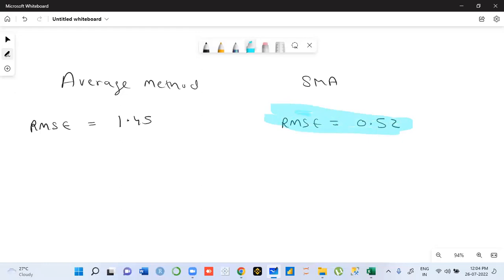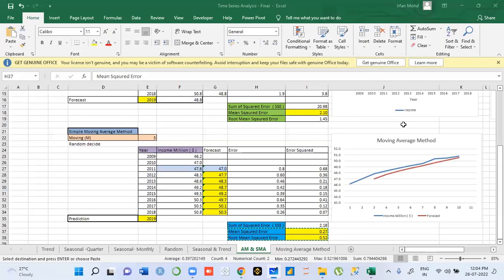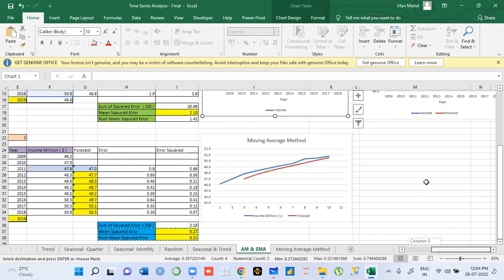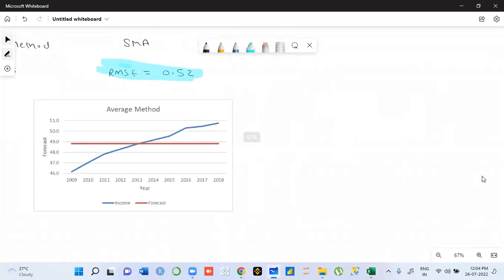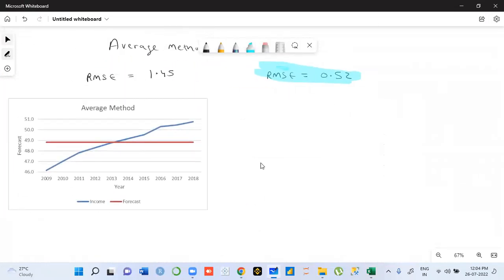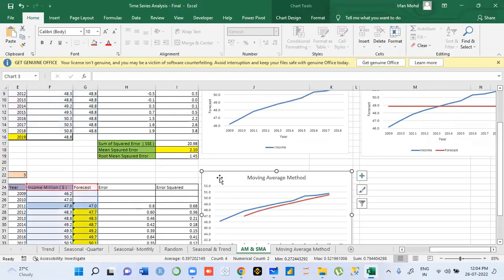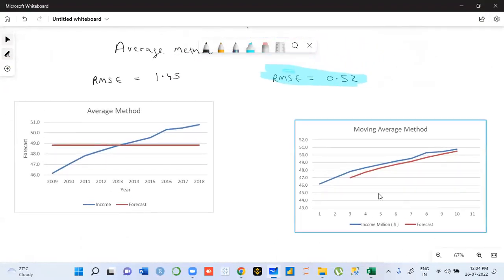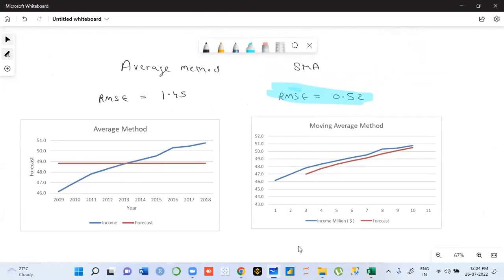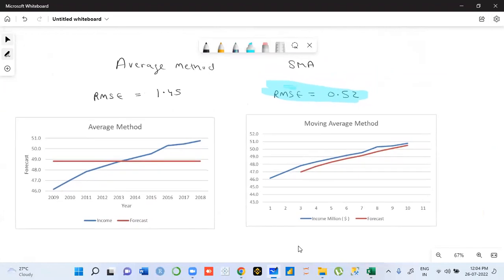Simple moving average. But the point is, if you compare with the prior one, here the performance changes, but the pattern remains the same. Here, as the data changes, can I say my prediction also changes? Which is more convenient for business? Moving average. Easy, guys.